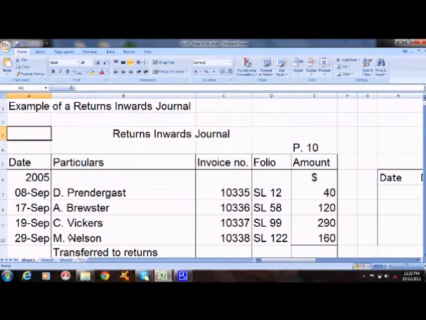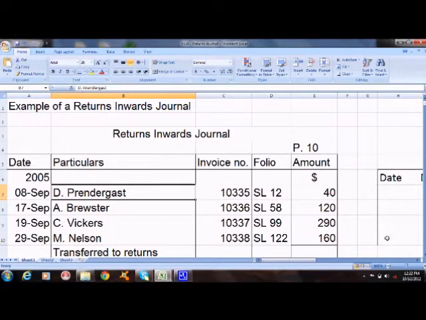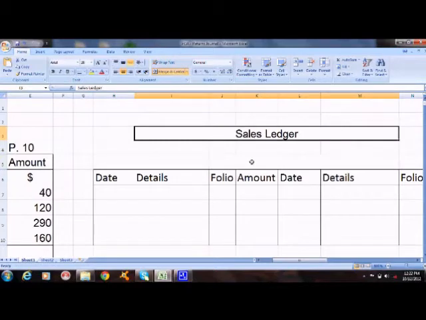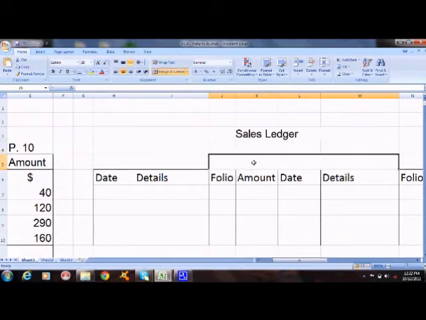So let's look at this now. We're now going to post to the sales ledger. This is saying that this has been recorded on page 10 of the returns inwards journal. Now we're to record these on page 12 of the sales ledger. We're to record the Prendicas on page 12 of the sales ledger. So now we want to look at how we go about doing that. I already see the sales ledger right here at the top. So it is done. So now we write the Prendicas.